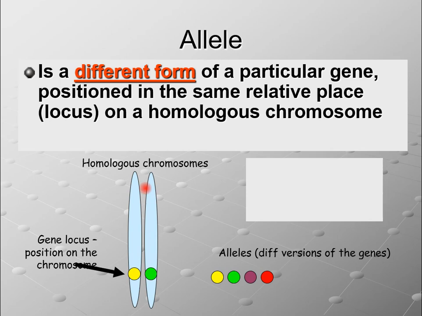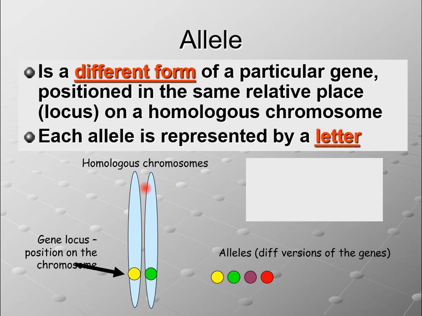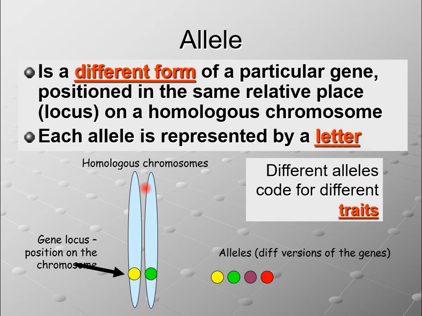An allele is a different form of a particular gene positioned in the same relative place, which is called the locus, on a homologous chromosome. يعني إذا شفنا هذا الهومولوجوس كروموسوم، هذا الفيجر اللي موجود، راح نشوف two different colors, yellow and green, which is called the locus. هنا هو same gene but with different alleles, meaning different traits. Each allele is represented by a letter.